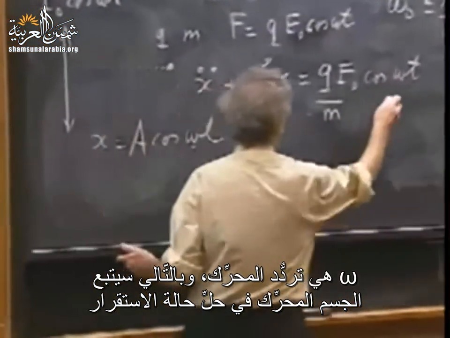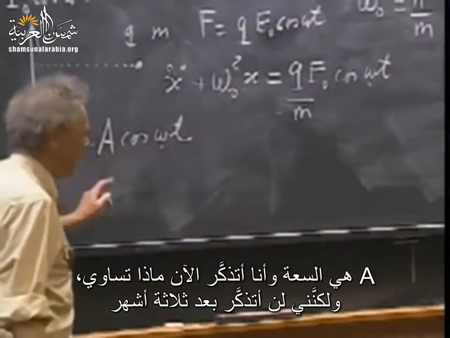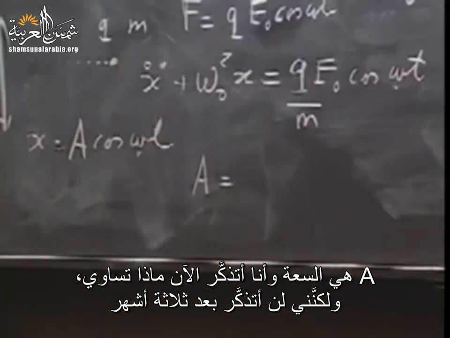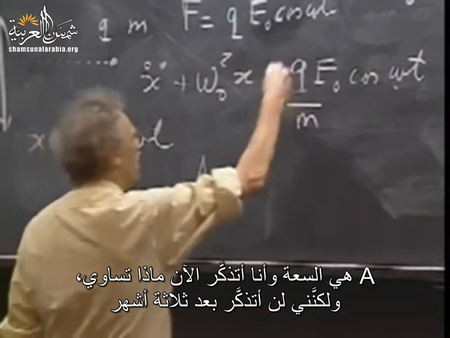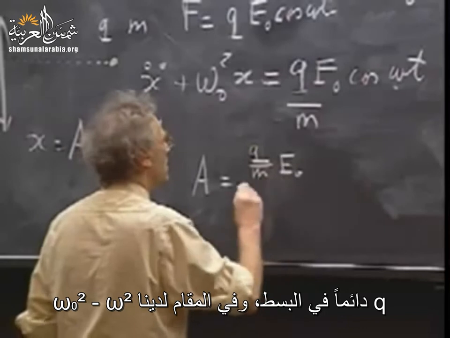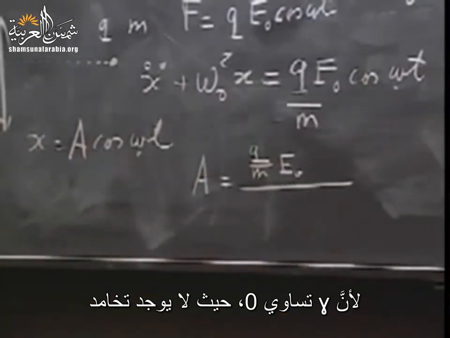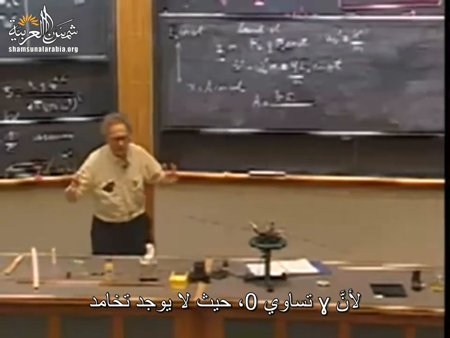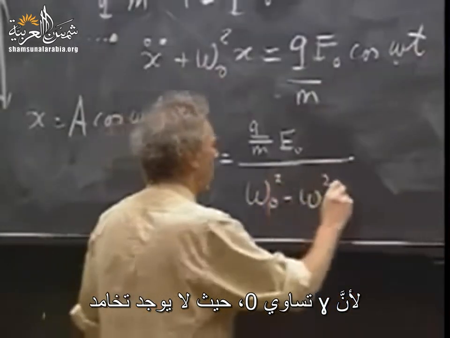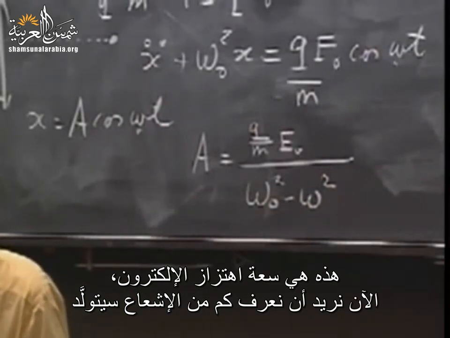This is omega of the driver, and so the object will follow in a steady state solution, and this A is the amplitude, and the amplitude I even remember. If you ask me 3 months from now, I will not remember anymore. This is always upstairs, remember, and then downstairs you get all that stuff: omega 0 squared minus omega squared, plus omega squared gamma squared. But gamma is 0, so you have no damping, and so you get downstairs here omega 0 squared minus omega squared. So that is the amplitude of the oscillating electron.